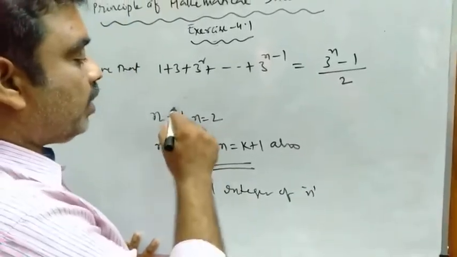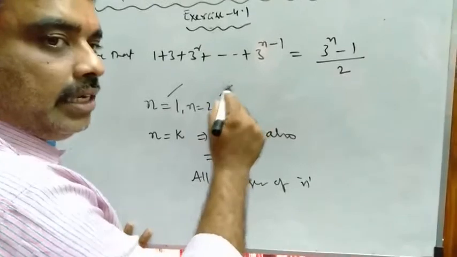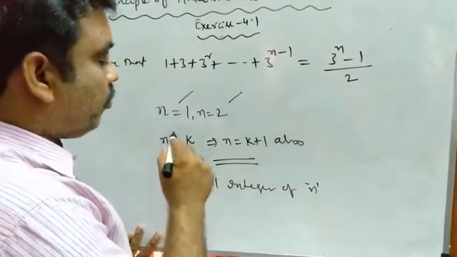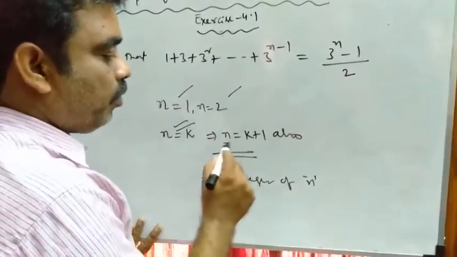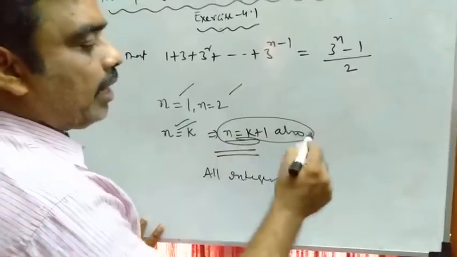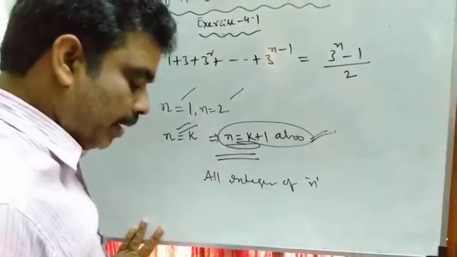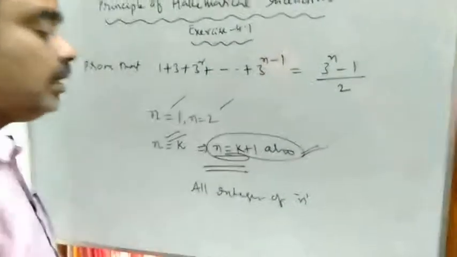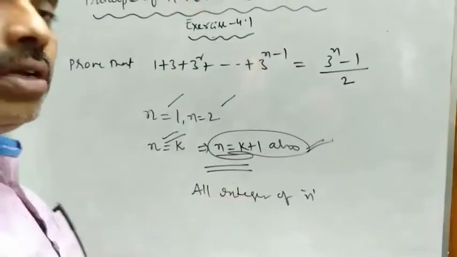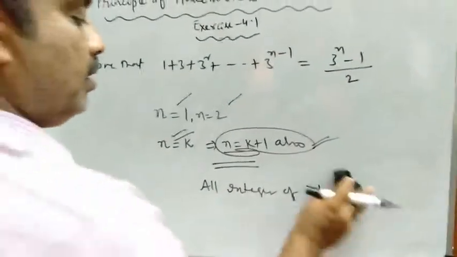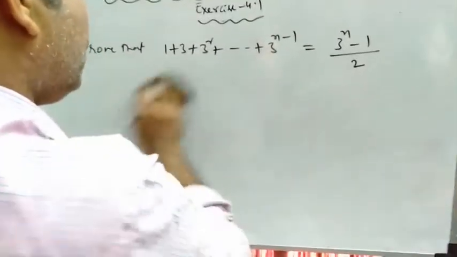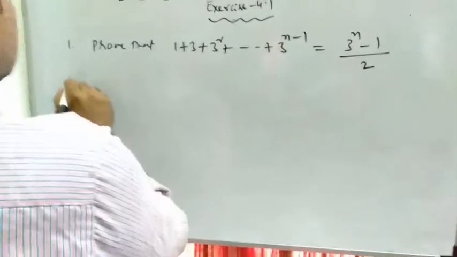That is the statement we have already seen. The result is true for n is equal to 1, and if it is true for n is equal to k, and if you prove the theorem is true for n is equal to k plus 1 also, then by principle of mathematical induction the theorem is true for all integer values of n. So now we see how to prove this statement.